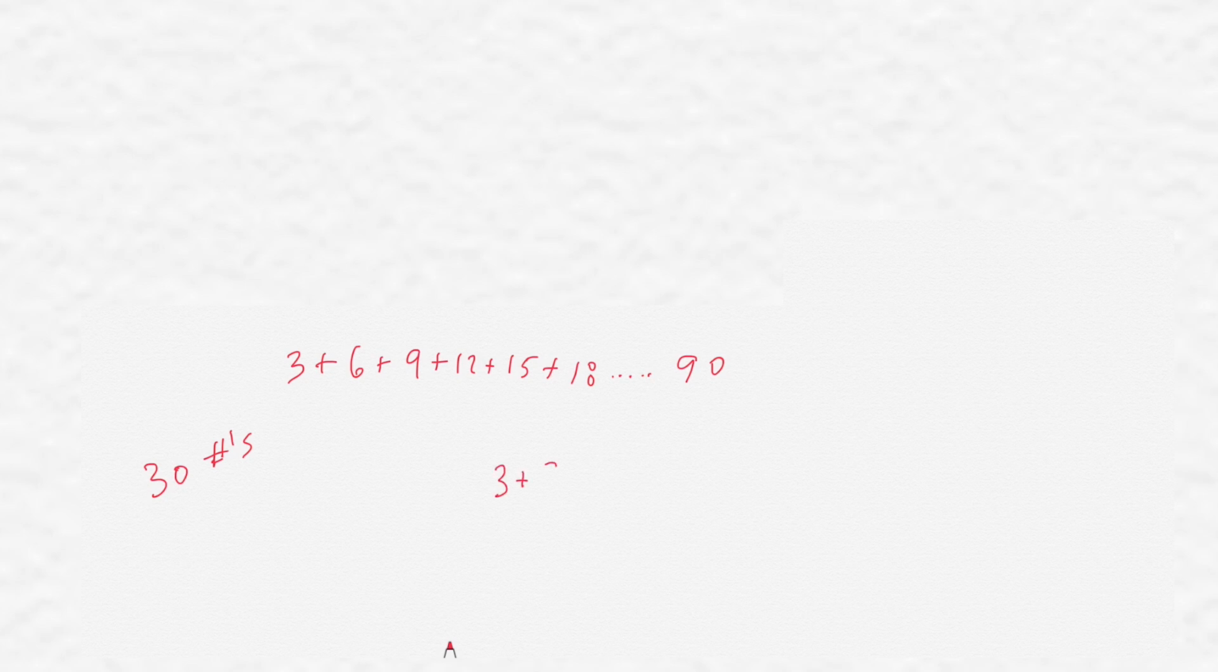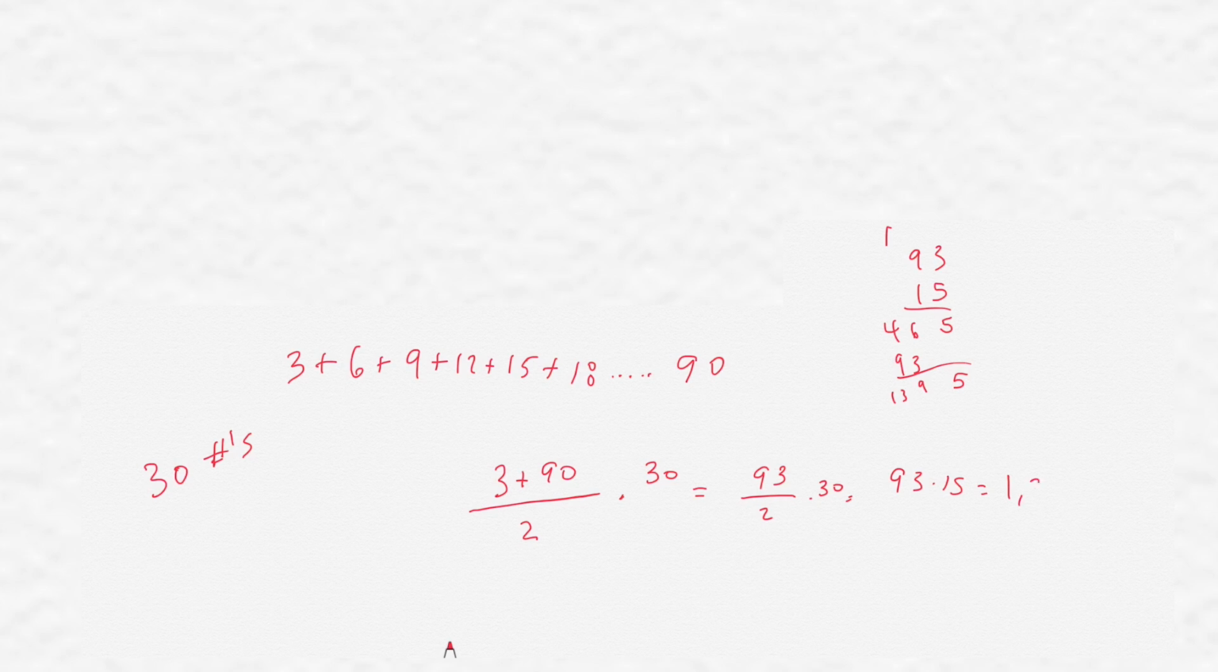We go the first number plus the last number divided by 2. So we got 3 plus 90 divided by 2, multiplied by the number of numbers, which is 30. So we have 93 over 2 times 30. The 2 and the 30, we can simplify those to 93 times 15. Let's do that real quick. That is 1,395. That's the answer to that one. So the sum of all those numbers is 1,395.